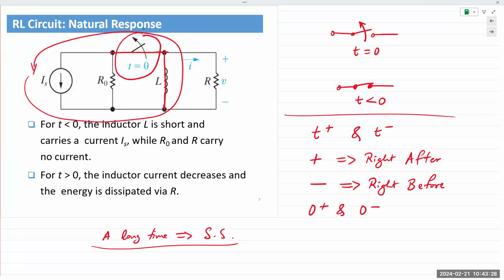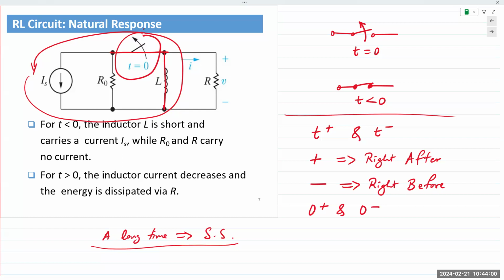Now, this is a very, very simple representation. In real life, if you have a short across a source, what will happen? Sparks. I mean, you just blow out your fuse. I mean, the light would go out, right? Because there's a short across the source. So we always have a resistor in series somewhere. But we simplify the circuit just so that we can explain the derivation of the natural response. Okay.